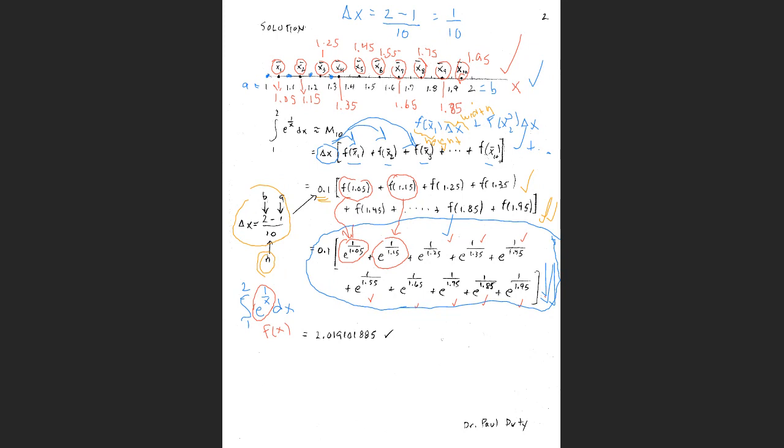So let me show you how to do this in Desmos. It's not hard, it's just a little bit tedious. The answer we should get is 2.019101885. In WebAssign it would say find the answer and round it to, let me see, 1, 2, 3, 4, 5 to 9 decimal places. All right, let's see if we can get that answer.